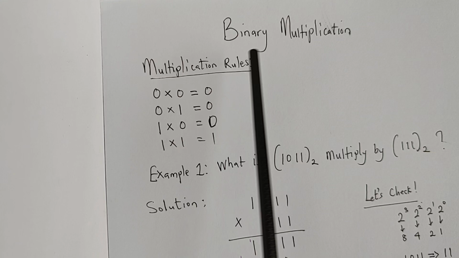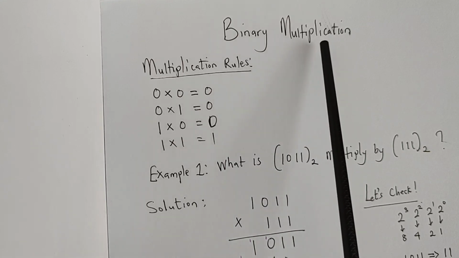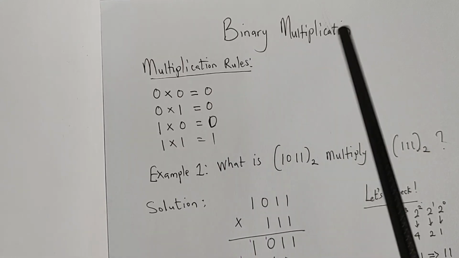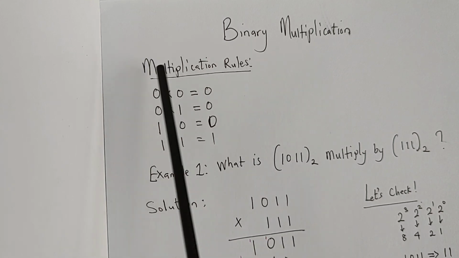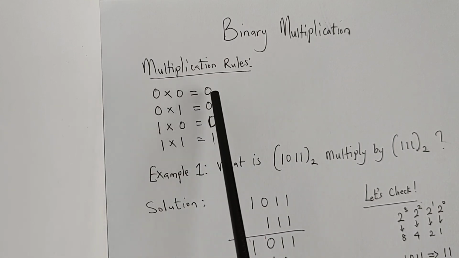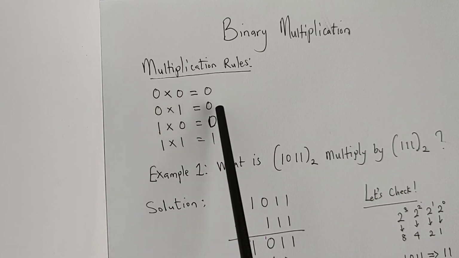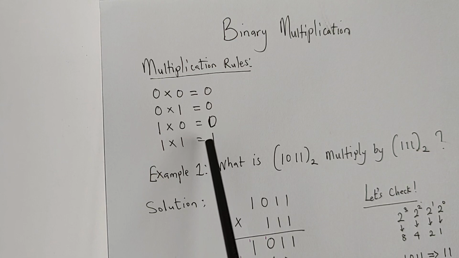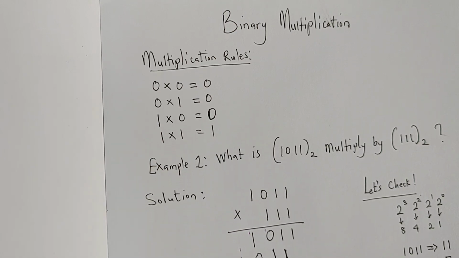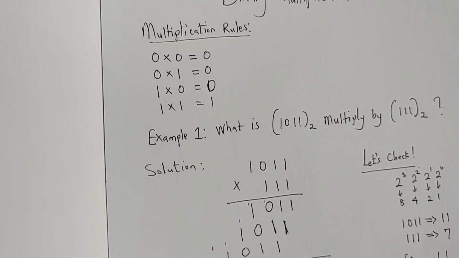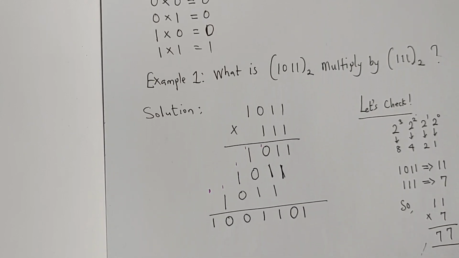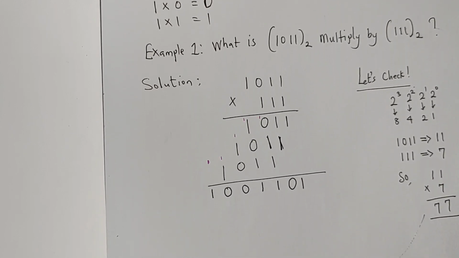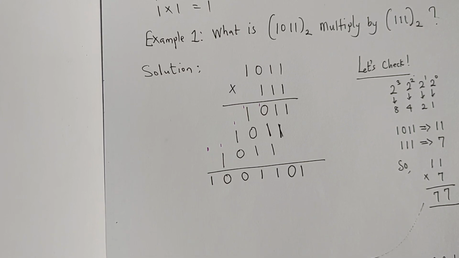In today's video, let's talk about binary multiplication. Now the first thing we need to do is to go through the multiplication rules, which says 0 multiplied by 0 is going to be 0, 0 times 1 is going to be 0, 1 times 0 is going to be 0, and 1 multiplied by 1 is going to be 1. Alright, so this is very straightforward. This is similar to what you do in your regular multiplication using your decimal values. Right, so this is what we're going to do.